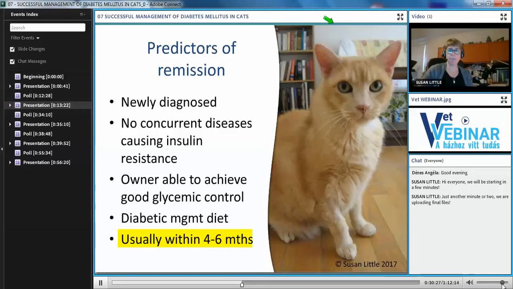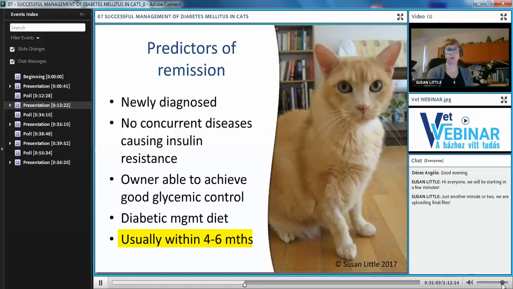So the cats that may end up in remission are the cats that are newly diagnosed and have no concurrent diseases, or at least no significant diseases that could involve making their diabetes difficult to manage or insulin resistance. So we would say they're a clean diabetic. They don't have other health problems. They need to have an owner that's committed to treatment and getting them under good glycemic control fairly quickly. We're going to talk about dietary therapy, so treating obesity if the cat is still obese, and then a diabetic management diet.